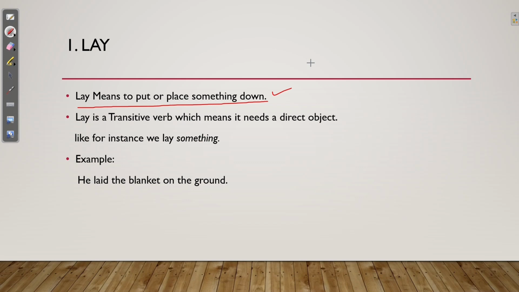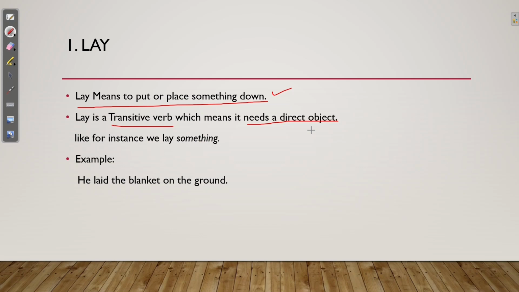Alright, so the next point is a very important point to remember, that lay is a transitive verb. Alright, so what it means is that it needs a direct object after it. So lay always has a direct object. If we talk about the previous example that I gave, I laid the board marker on the table, so I laid it on the table. Okay, so after lay there was a direct object which is the board marker. Alright, so remember that lay always has a direct object.